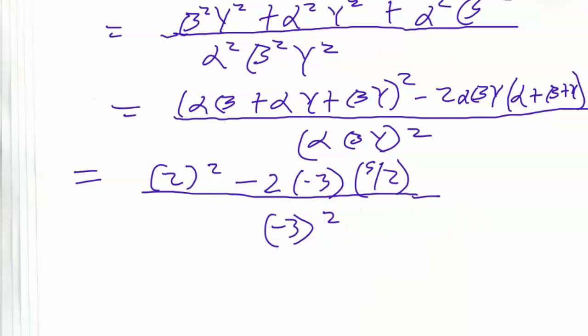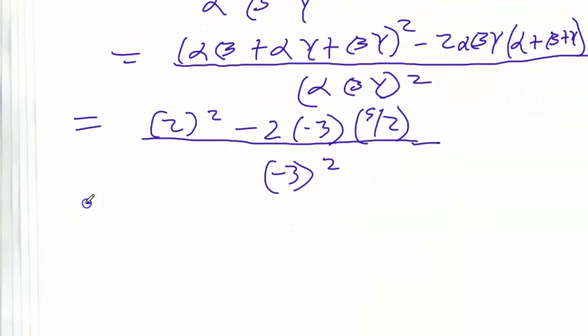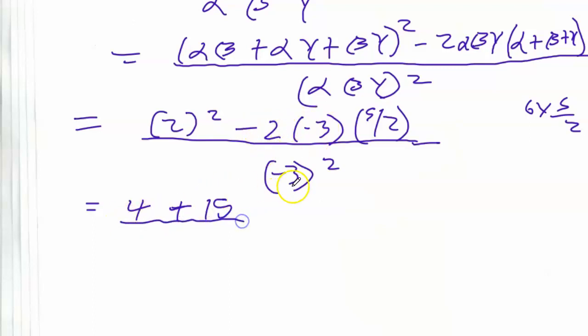Alright, so let's simplify this. So we end up with 4, and this is 1 over minus, this is positive 6 times 5 over 2. What's 6 times 5 over 2? 6 times 5 over 2, that's 15. So that's positive 15. Double negative here gives us positive 6, over 3 squared. That's what? 9. So that's 19 over 9.